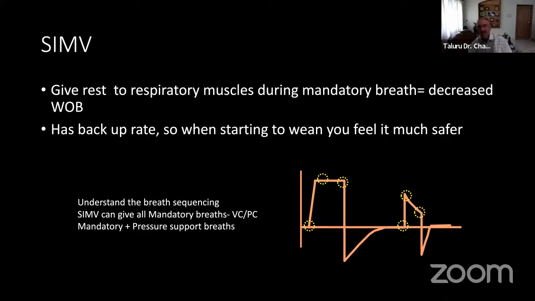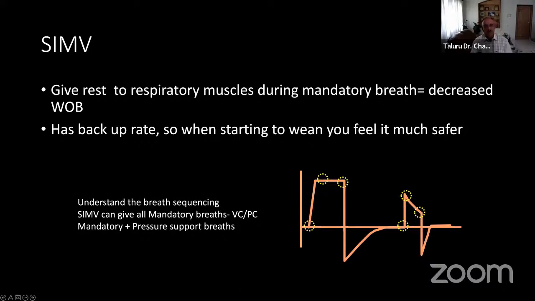And I've seen most of the patients in most of the ICUs will be on SIMV. These are the two presumptions, isn't it? Both are wrong. I will show you that SIMV is a very, very unphysiological mode. SIMV should not be used in any patient.